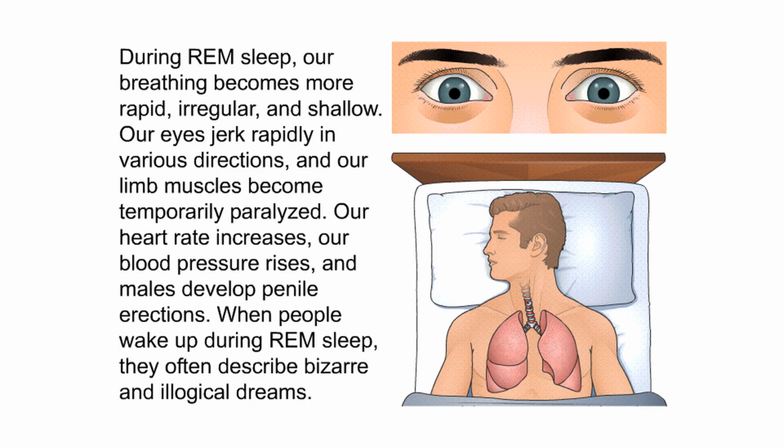During REM sleep, our breathing becomes more rapid, irregular, and shallow. Our eyes jerk rapidly in various directions, and our limb muscles become temporarily paralyzed. Our heart rate increases, our blood pressure rises, and males develop penile erections. When people wake up during REM sleep, they often describe bizarre and illogical dreams.